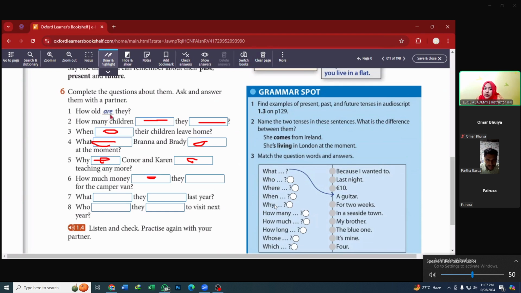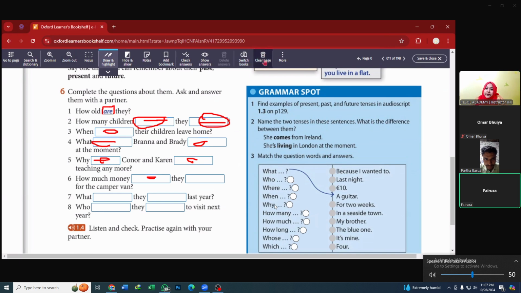For example, number 1. This is the box or the blank of number 1. So this was how old dash they. Here it has been filled with "are". So the question is how old are they? The same way for the next 7 questions. That is how many children dash they dash. So we have to fill in this dash or the box that we have. Understood? Now understood, Ms. Bindu?